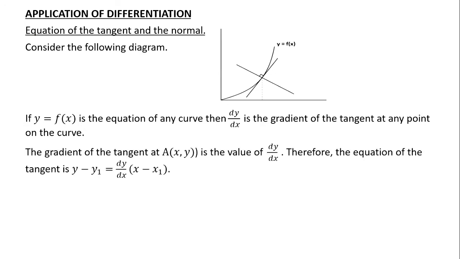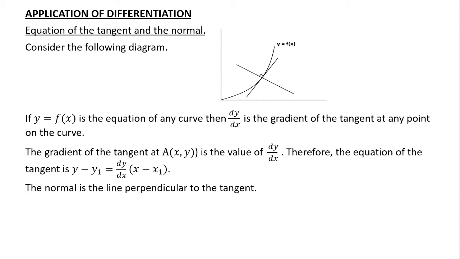The gradient of the tangent at a point A, which is (x1, y1), is the value of dy/dx. Therefore, the equation of the tangent is y minus y1 equal to dy/dx, which is representing the gradient, open your bracket, x minus x1.